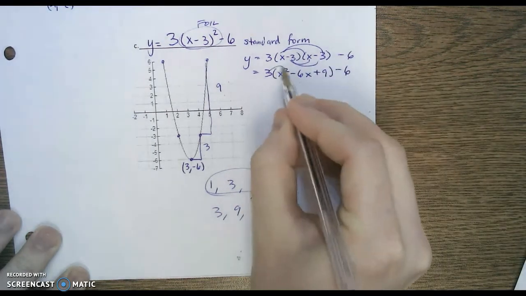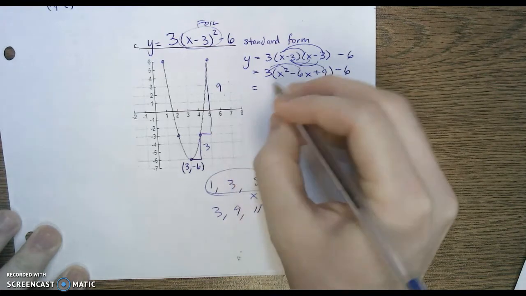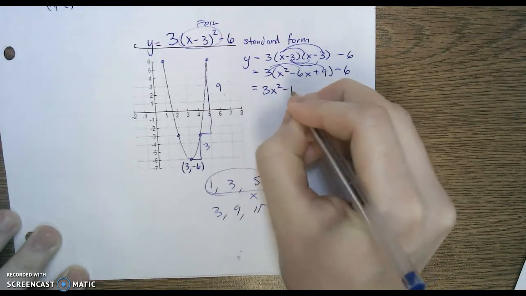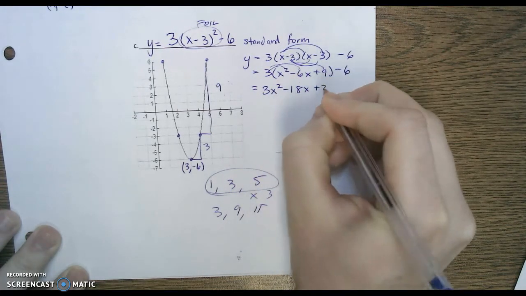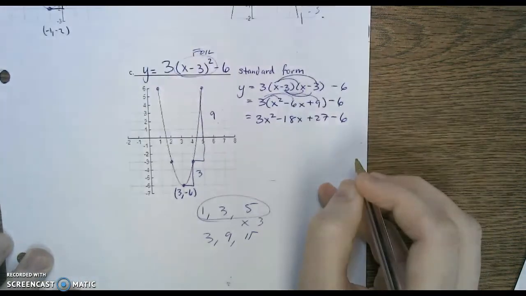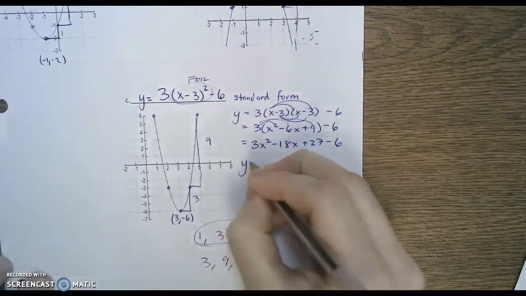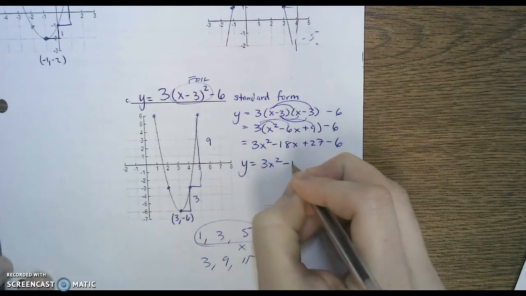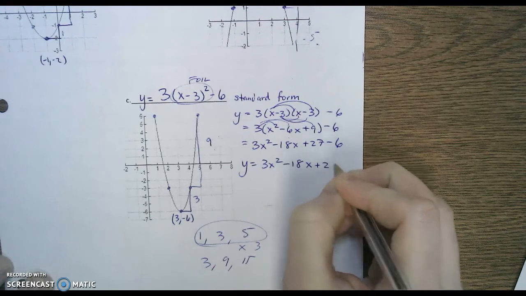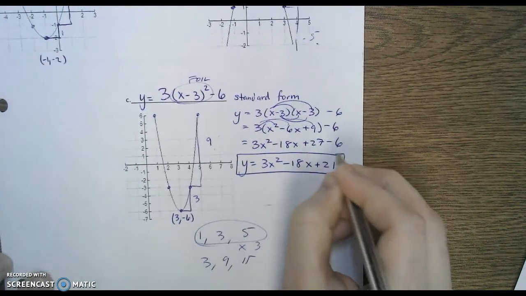And then distribute the 3 into the parentheses. And then just collect like terms. So then we can have our 27 minus 6 as 21. So this is standard form if they ever ask for it.